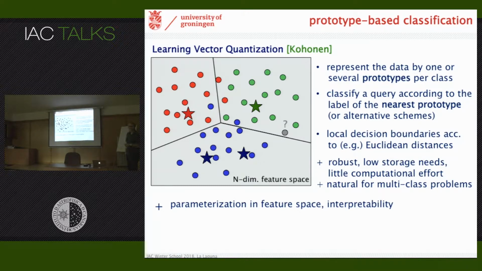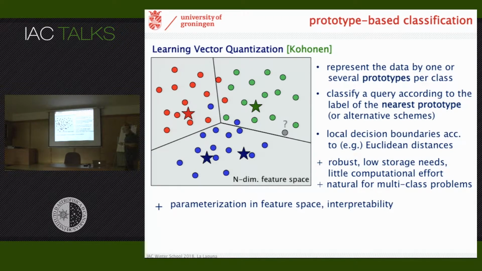I have low storage needs. In the end, I only need to store my prototypes, not all the data anymore. I have very little computational effort because, like in this illustration, I would have to compute only 4 distances rather than 50. And if my data set is very large, this saves a lot of computation.